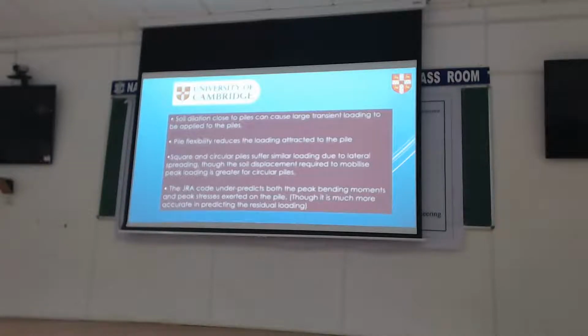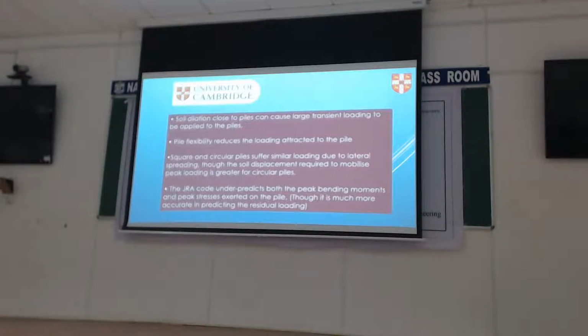We got disappointed a little bit and put this comment here. Square and circular piles suffer similar loading, which is slightly lower for the circular pile, but not really, as I hoped, a big difference. So there's not much mileage in it. There were some interesting features, as I was explaining the other day, about how much soil gets involved for square and circular piles, but that's another story. We're not going to go into that. Let's stay focused.